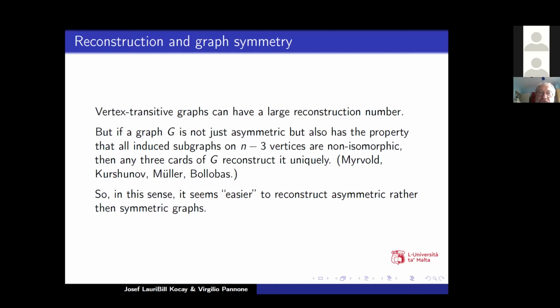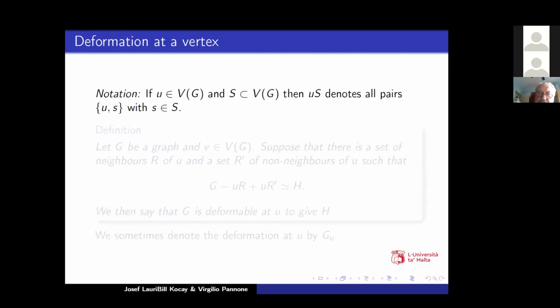So this issue of reconstruction graph symmetry is quite interesting. It depends a bit on the way one looks at it. Okay, let's give some definitions which will lead us to edge replacements. By notation, when I write US, I mean all pairs from a vertex U to any vertex S in S, except U itself if U is in S. These can be edges, these can be non-edges.